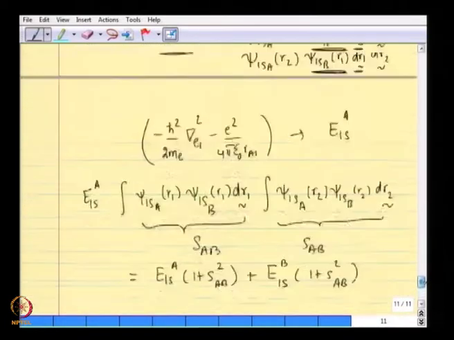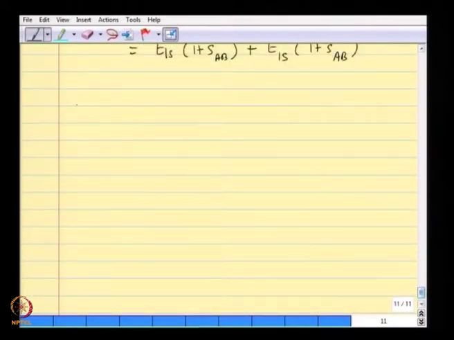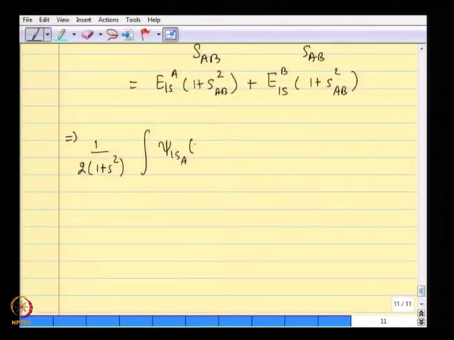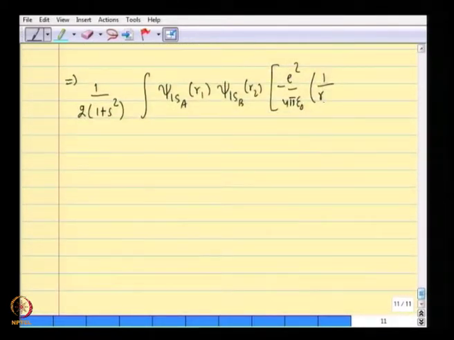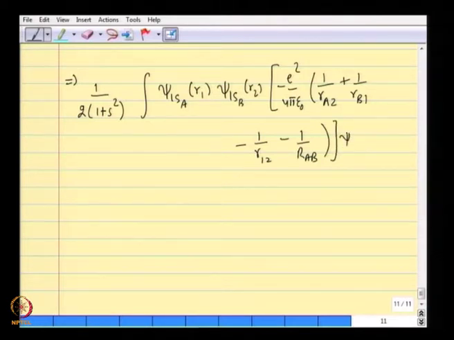and the last term that we are left with, namely term 3, let us write that out, is 1 by 2 into 1 plus S square integral psi 1s A of r1, psi 1s B of r2 with minus e square by 4 pi epsilon naught, 1 by r A2 plus 1 by r B1 minus 1 by r12 minus 1 by r AB, all of this acting on psi 1s A of r2, psi 1s B of r1, dr1, dr2.